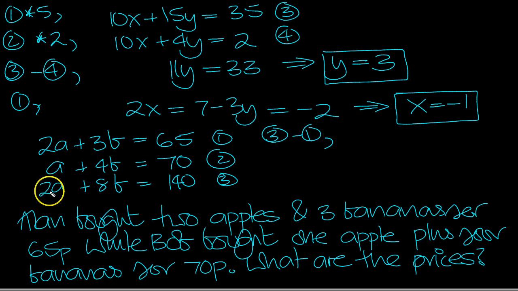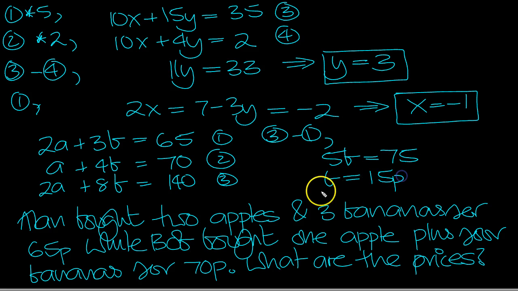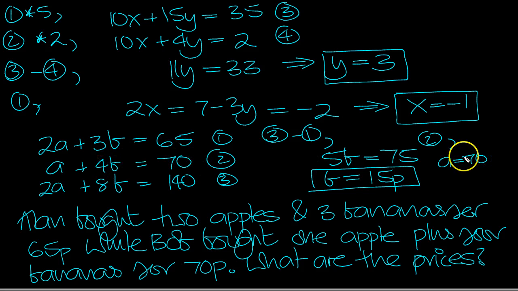Gives this take these. The 2a's cancel. 8b take 3b is 5b. And we got 140 take 65 is 75. So b, the bananas, will be 75 over 5 is 15 pence. Okay, and we can get a from 2, because a is equal to 70 minus 4b.